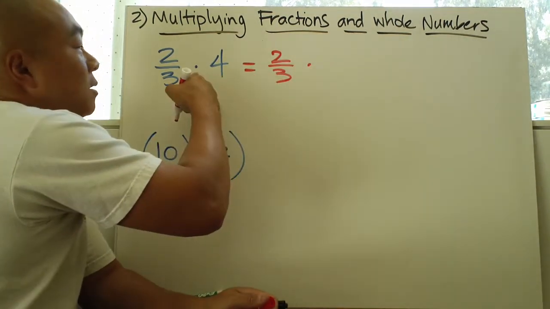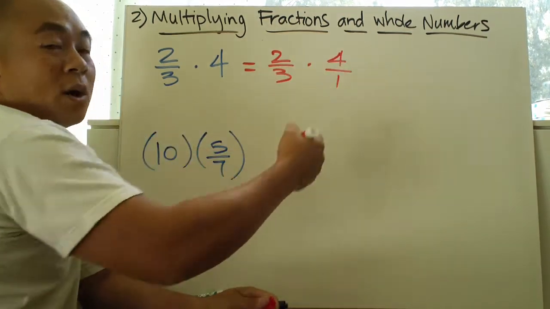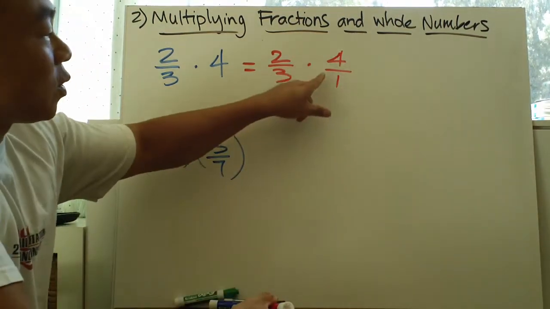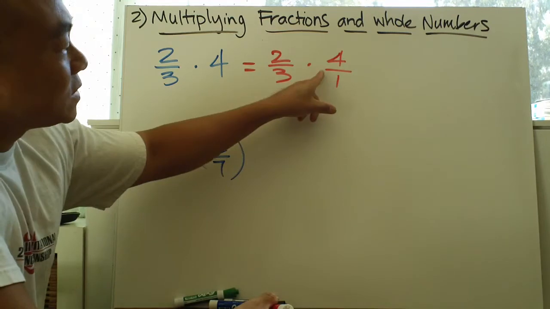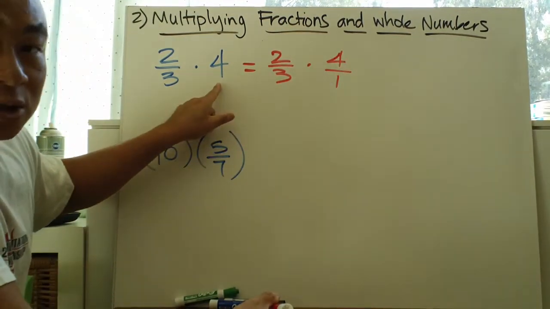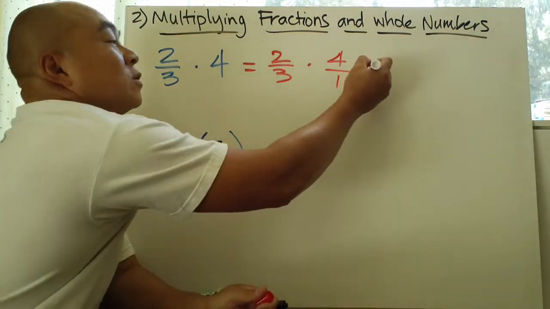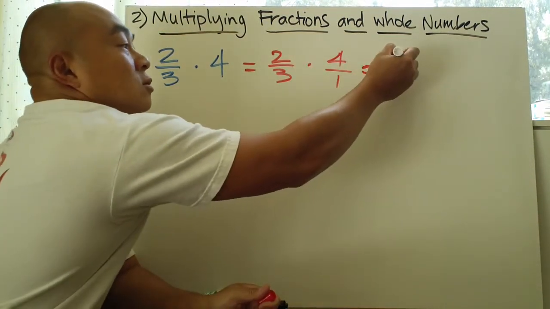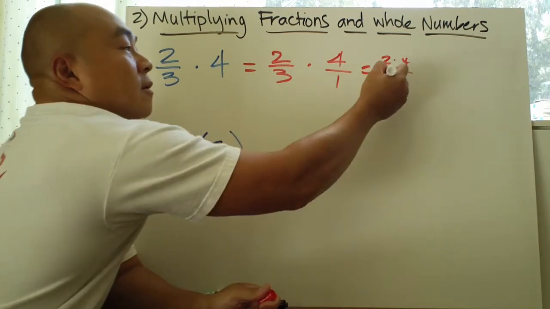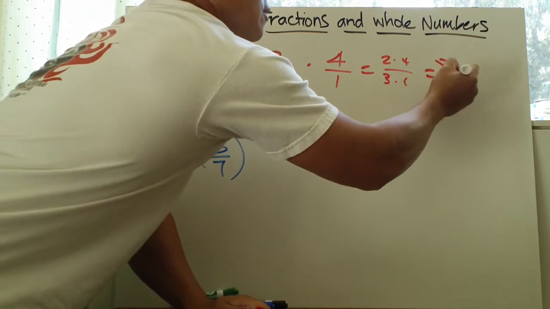Here we're going to multiply again. Here we're going to change the 4 into 4 over 1. Now, if you look at it, 4 over 1, think about if this is a division problem. 4 divided by 1 is still 4, so we didn't change the value, we just changed how it looks to make it easier for us. Now all we have to do again, multiply straight across. 2 times 4, 3 times 1, and you have 8 over 3.